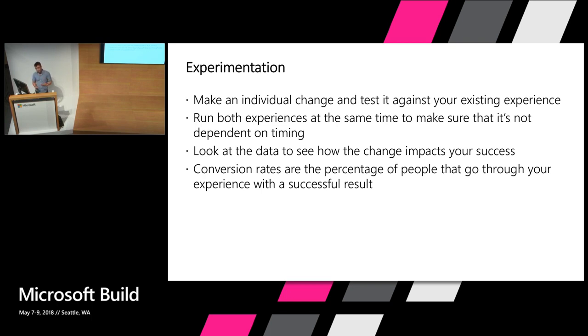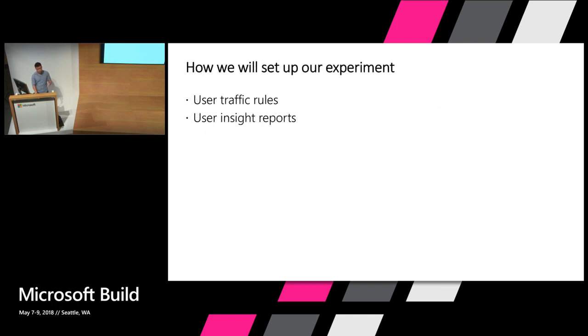When we're looking at the conversion rates, we're looking at the percentage of people that go through your experience and have a successful result. So in order to do this, we have 2 features that are in private preview: user traffic rules and user insight reports. User traffic rules allows you to take a policy and it can redirect you to any number of other policies.